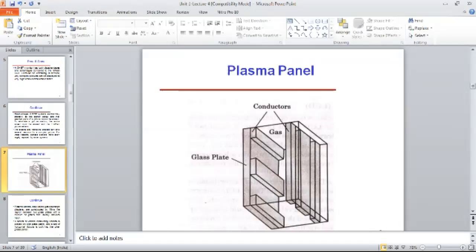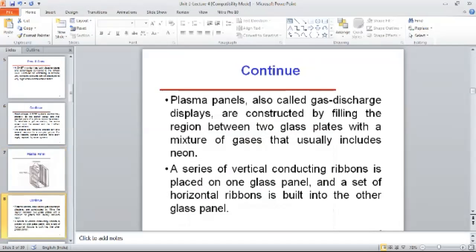So there is a gas inside the chamber, and these plasma panels are also called gas discharge displays, because here we are using neon gas. So this is also called the gas discharge display. These are constructed by filling the region between two glass plates with a mixture of gases that usually includes neon. So mainly it is neon gas.